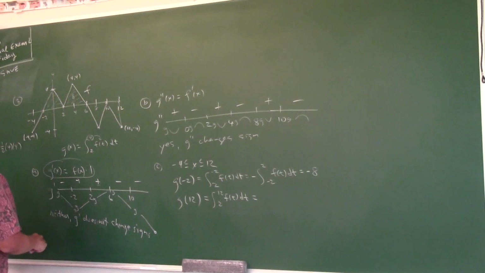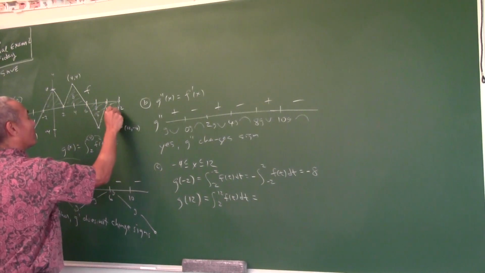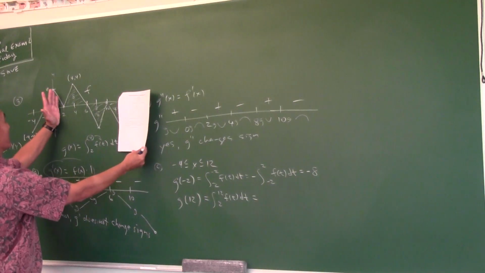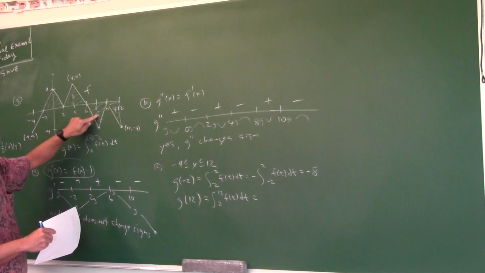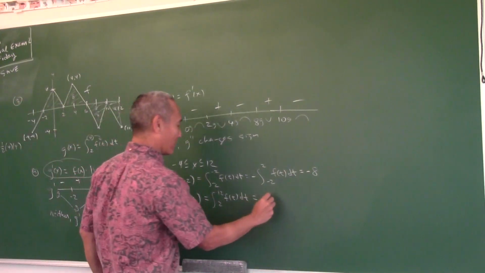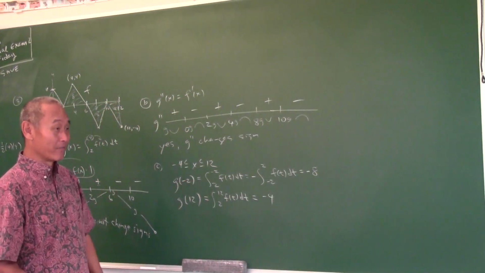Why don't we just put the areas in? This would be 8, and this would be 4 then, right? So what would be the integral from 2 to 12 right there? This one cancels out that one, because remember, if it's below the x-axis, it counts negative. That also counts negative, so the answer is -4. So which one is smaller, -8 or -4?